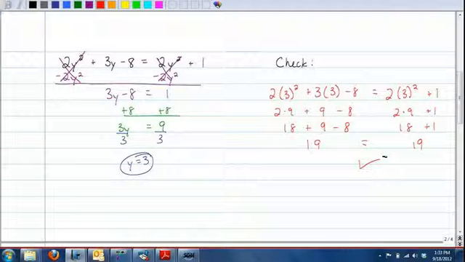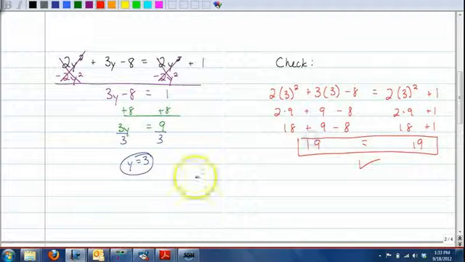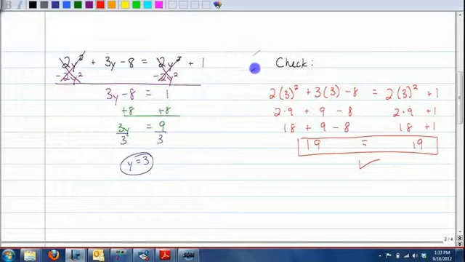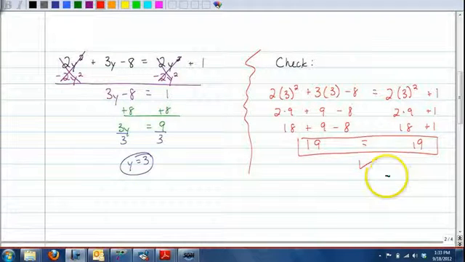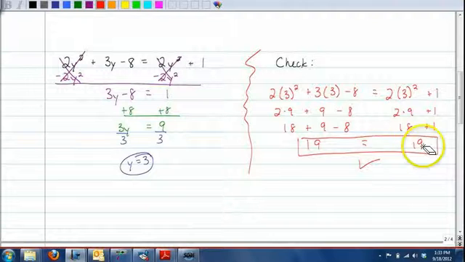Now just a note about checking our work. Our goal is to see if this makes a true statement. These very rarely will ever be the same amount. So you're not checking to see if these two are the same answer. That's not what we're looking for. What we're looking for is when we check it, do we get a true statement? 19 does equal 19. That is a true statement. So that's how we know we got the right answer.